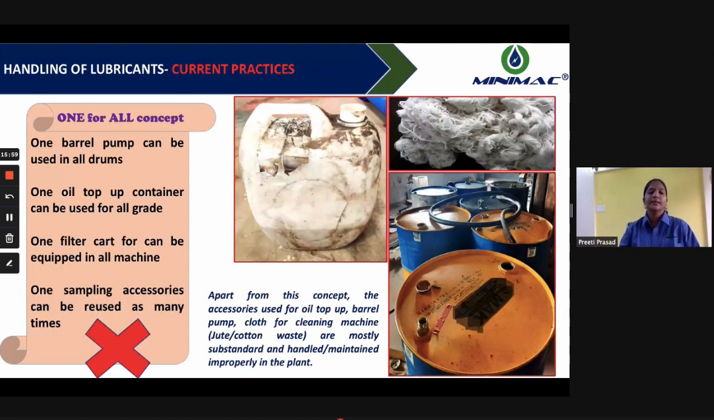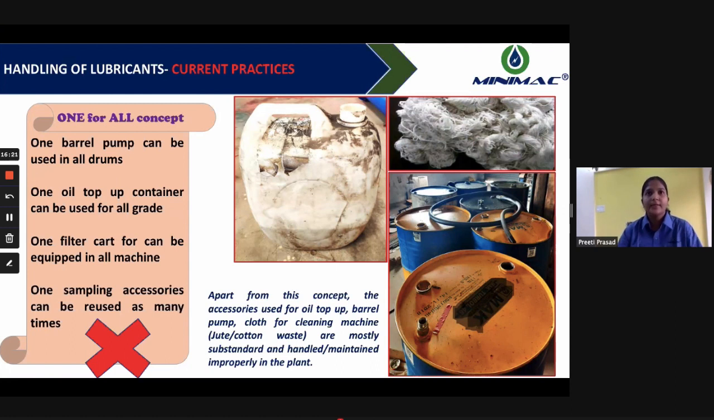Now the third section is the handling. Once the service life of the barrel is going to start, this is the section on handling of lubricant. So what are the current practices in this? First of all, every industry has this concept of one for all, meaning one barrel can be used in all their terms.